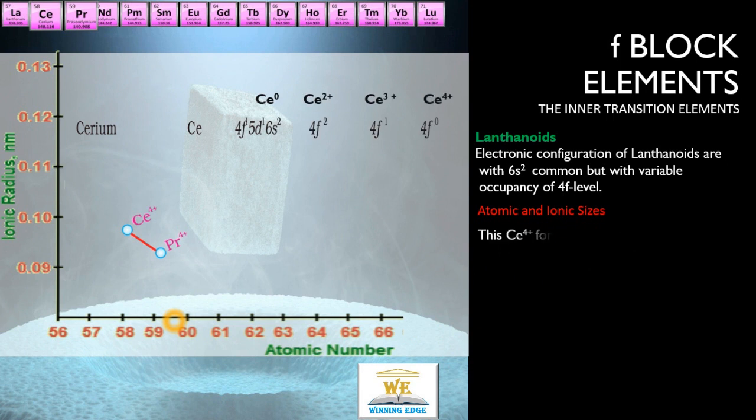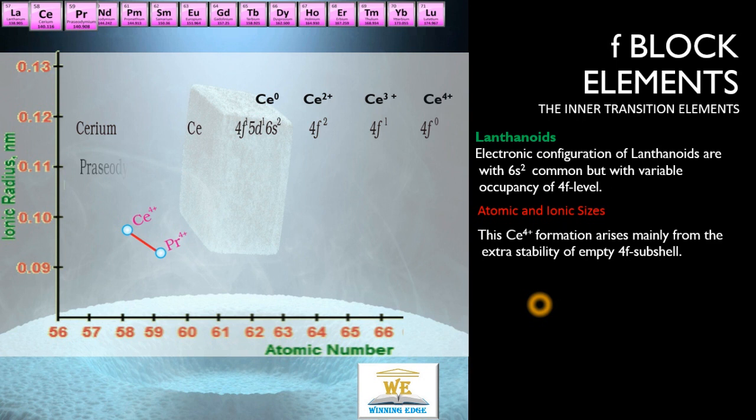Now let's see cerium 4 positive formation. The main reason for its formation is the extra stability that we will see with empty 4f orbital. That is the reason for the formation of 4 positive oxidation state for cerium. 3 positive is characteristic for all these elements. Praseodymium also shows 4 plus oxidation state.